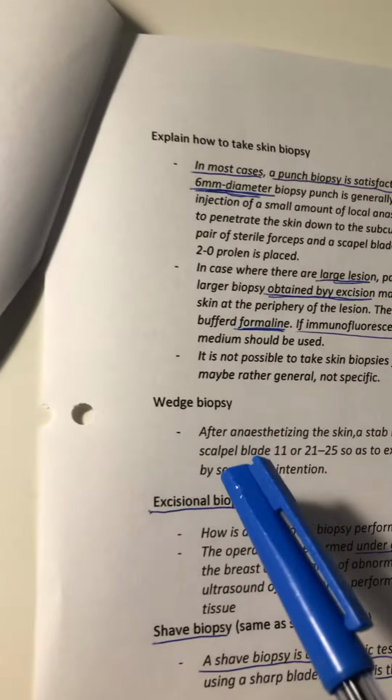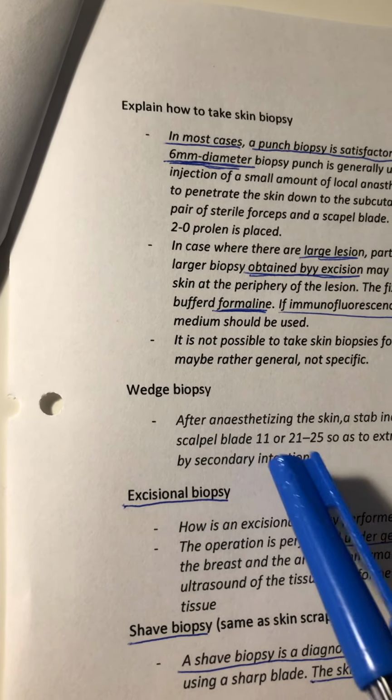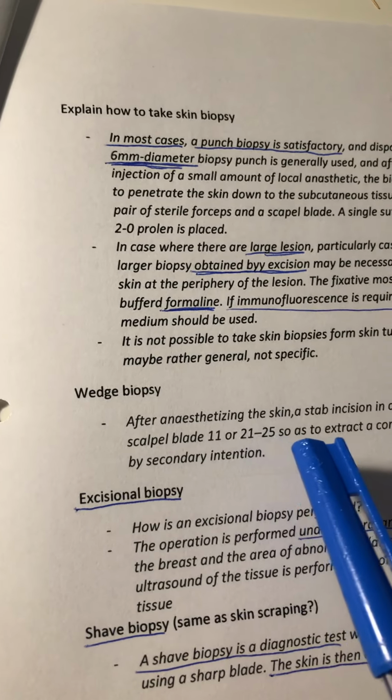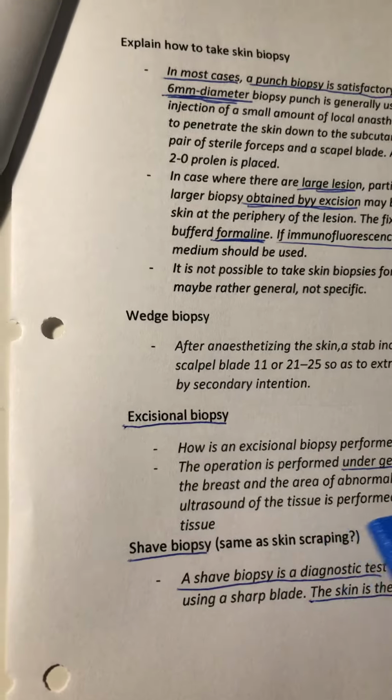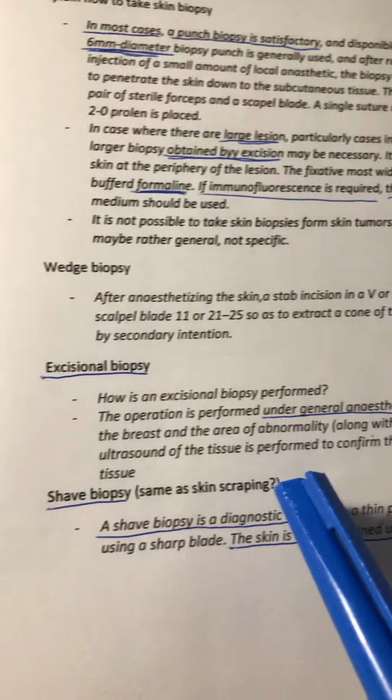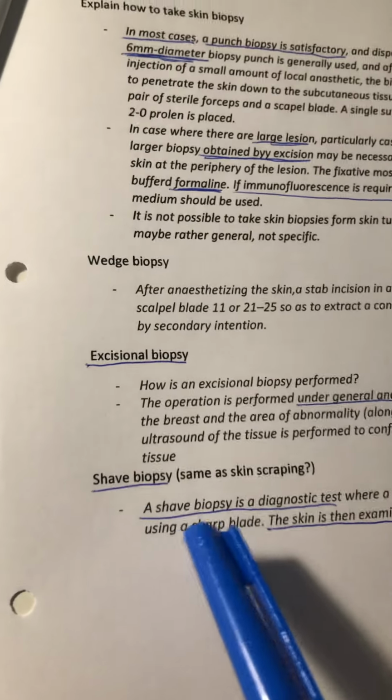For a wedge biopsy, use a blade size 11 or 21 to 25 and cut off the lesion. An excisional biopsy should be removed under general anesthetic. An X-ray or ultrasound can be used to find the tissue. And a shave biopsy is for diagnostic tests, and the skin is examined under a microscope.